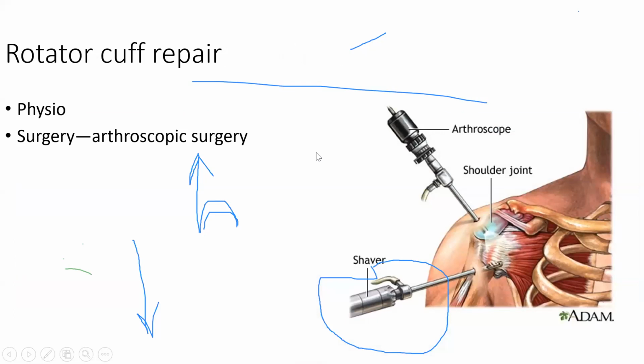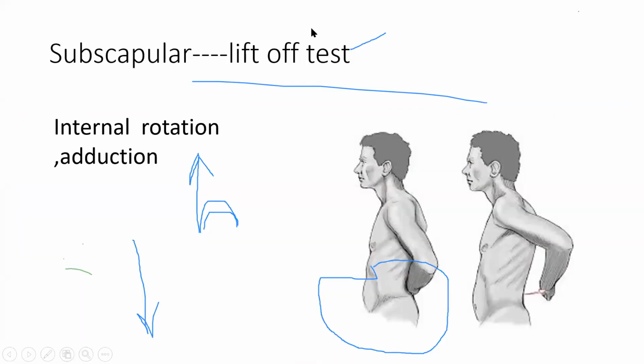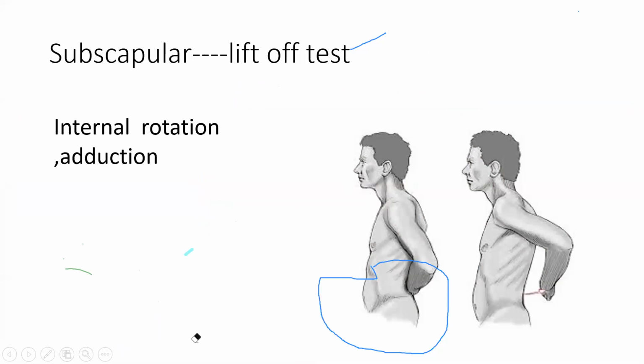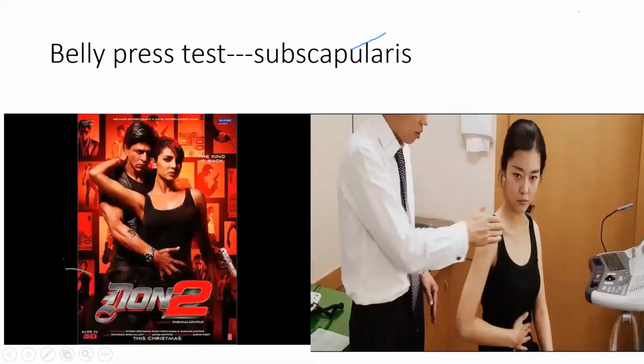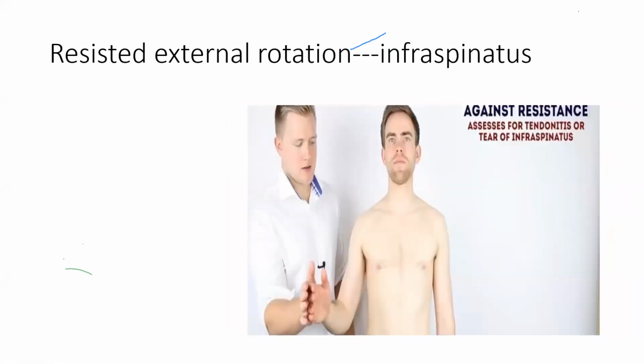This is rotator cuff repair. So we have the main tests, and we revise the same thing: the lift-off test, belly press test, and Jobe's test. These three tests are for subscapularis. For teres minor and infraspinatus, you have to resist external rotation.